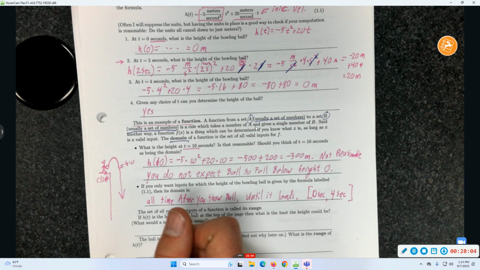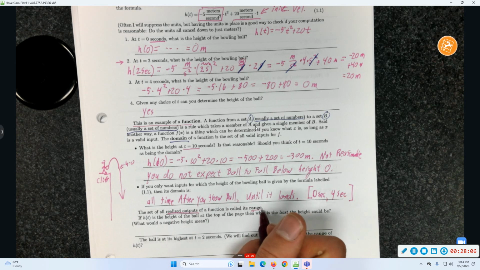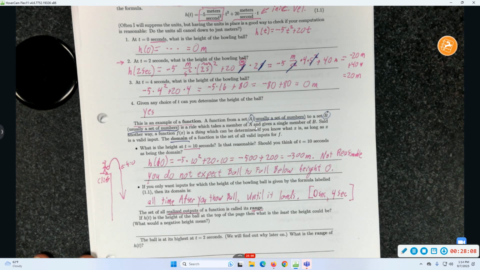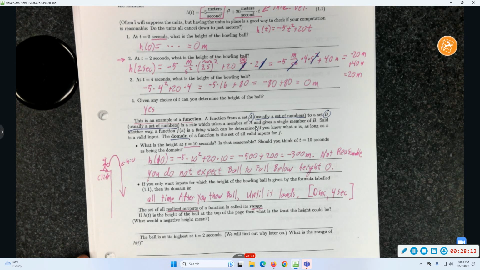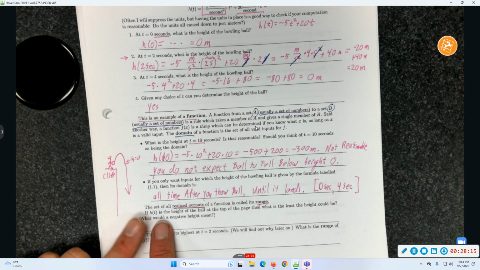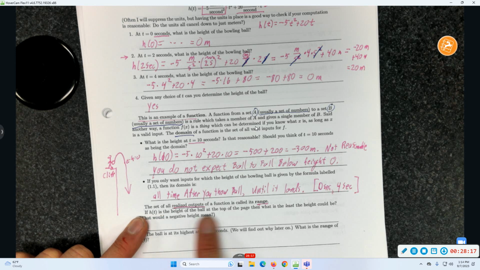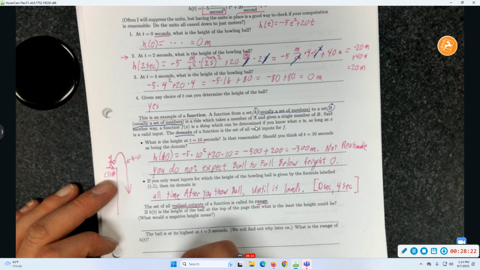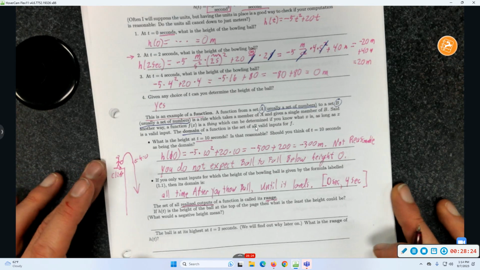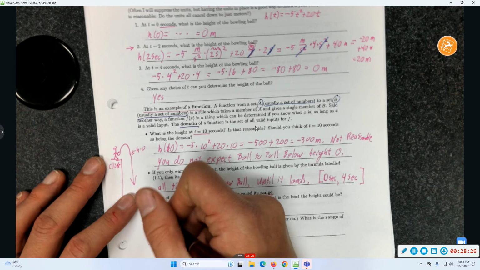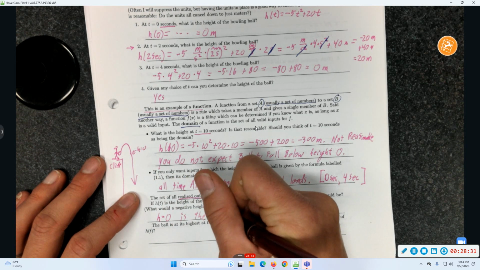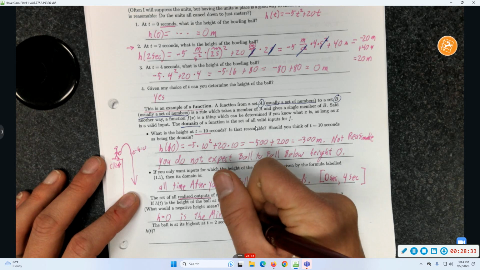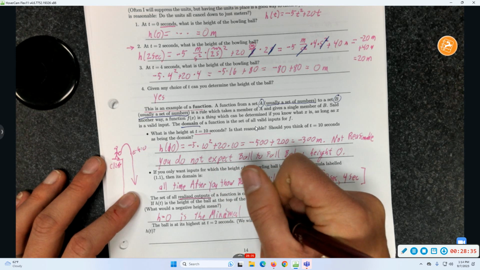The set of all outputs that are actually realized by a function is called its range. So all outputs that you actually hit are the range. And here's a fact that I'll give you. If the height of the ball, so h of t is the height of the ball, what's the least the height could be? Well, we've already discussed you don't expect a negative height. That wouldn't make sense. h equals 0 is the minimal height that makes sense.